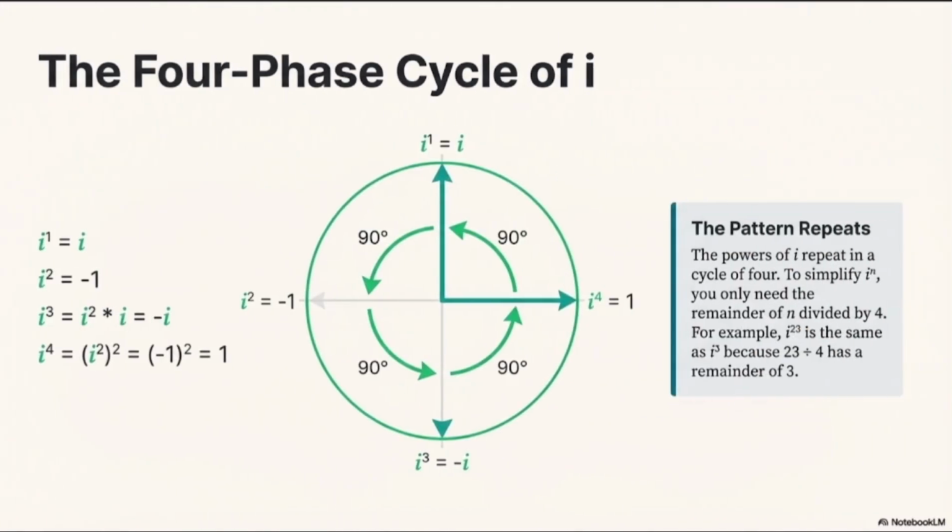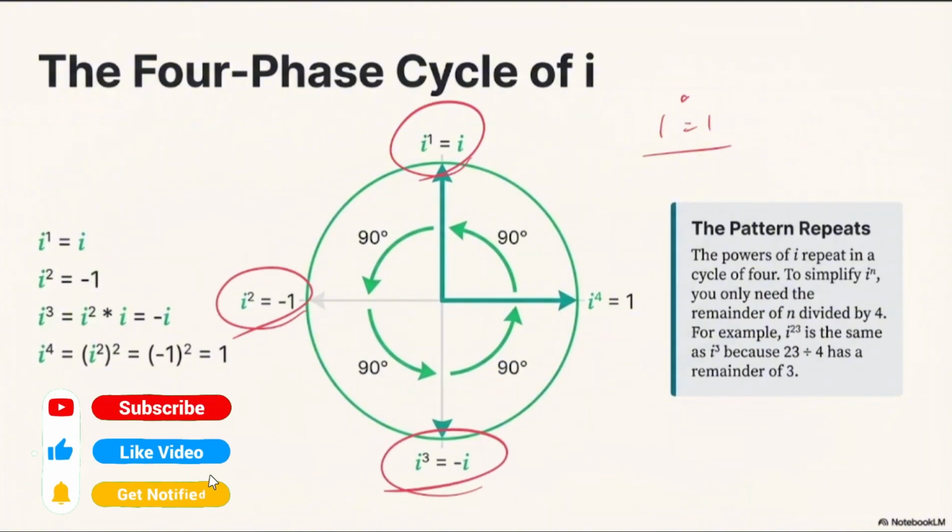So, the four-phase cycle of i. What does that mean? As you know, i to the power 0 is considered as 1, just like any other number. So i itself is not only going to show you a vector, but it's also going to show you an angle, or a direction. It means that i to the power 1, which is a normal i, is going to be 1 with the angle of 90. By the way, I will show you why. i to the power 2 is going to be what? 1 again with the angle of 180. i to the power 3 is going to be negative i with the angle of 270, and i to the power 4 is just normal i to the power 0 itself.